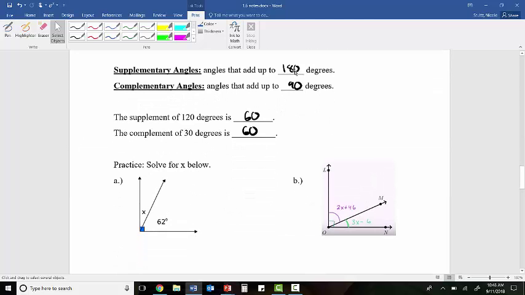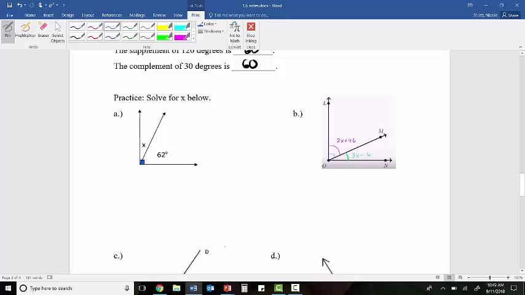Supplementary means 180, complementary means 90. So angles that add up to 180 are supplementary. Angles that add up to 90 are called complementary. So if I want to know what's the supplement of 120, it'd be 60, because that makes 180. Same thing, if I want to know the complement of 30, that would also be 60, because they make 90.